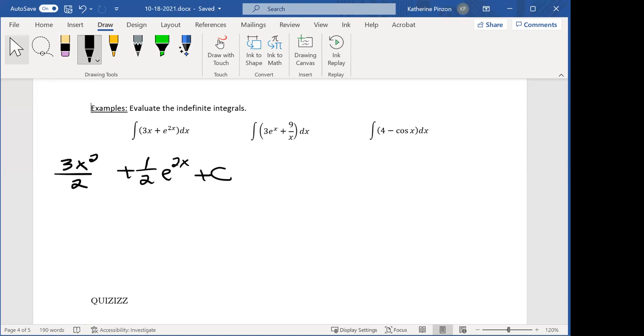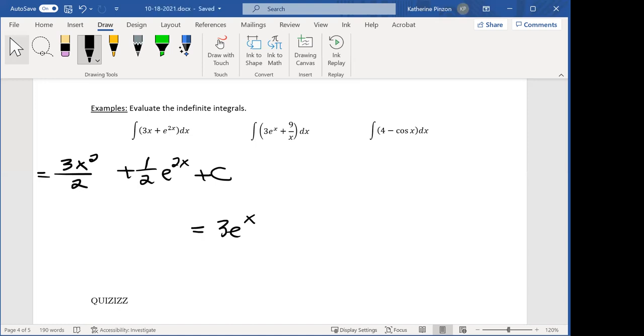Okay. How about the second one? What's the antiderivative of 3e to the x? This one's different, right? Because it has the constant in the front. If the constant's in the front, it just gets to stick there. So the antiderivative of e to the x is just e to the x.